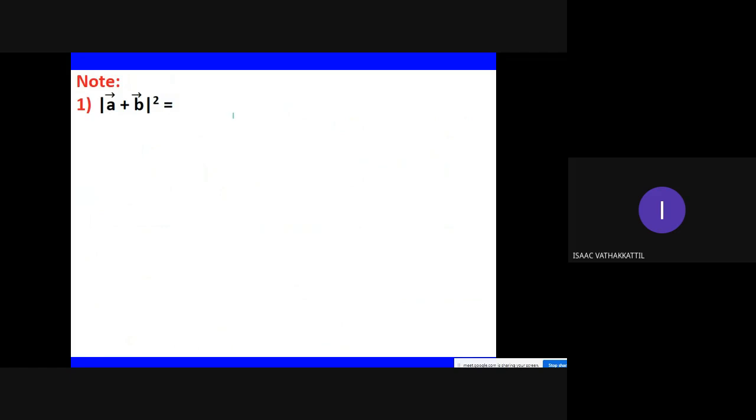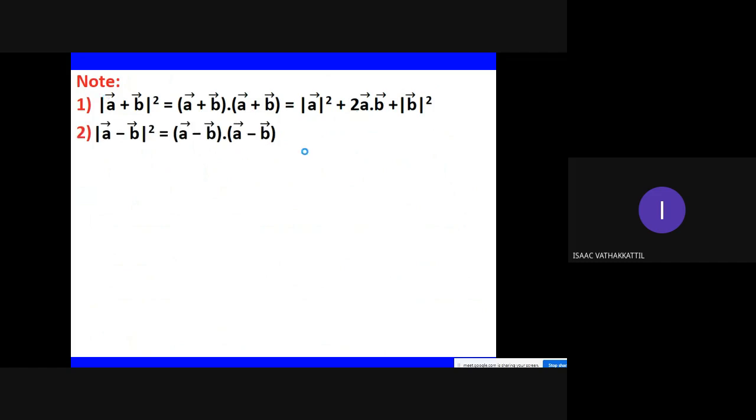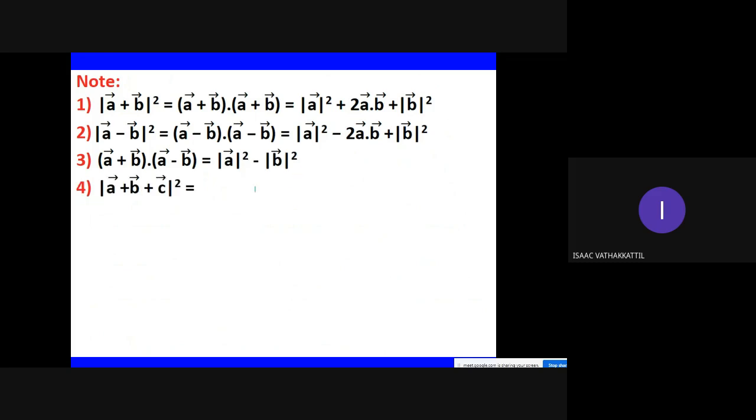Magnitude A plus B squared is A plus B dot A plus B. It is A dot A plus A dot B plus B dot A plus B dot B. A dot B and B dot A are the same, and A dot A is magnitude A squared. So we can easily write this as magnitude A squared plus magnitude B squared plus 2 A dot B. And magnitude A minus B squared is magnitude A squared plus magnitude B squared minus 2 A dot B. A plus B dot A minus B is magnitude A squared minus magnitude B squared.